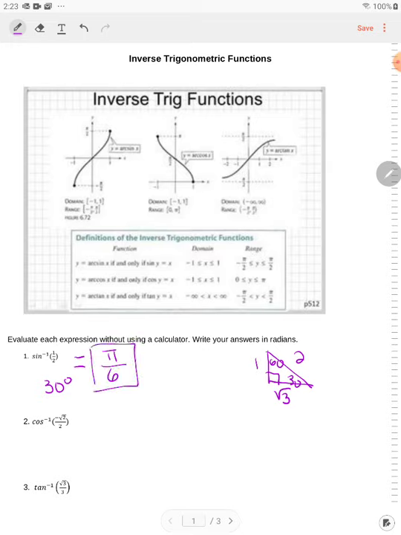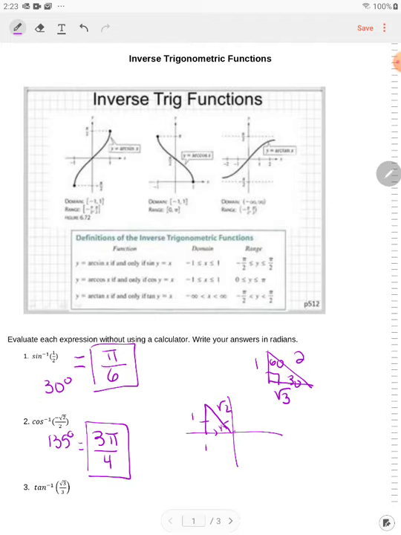Cosine inverse of -√2 over 2. So what happens for your cosine inverse? It's negative in this quadrant here. So that's going to be a 1, 1, √2, which is a 45-degree angle. So that is 135 degrees, or in terms of radians, 3 pi over 4. So the answer we're looking for is 3 pi over 4.